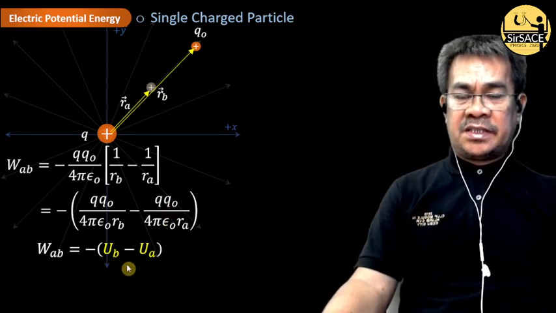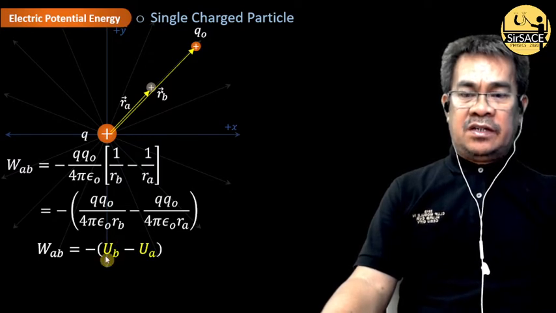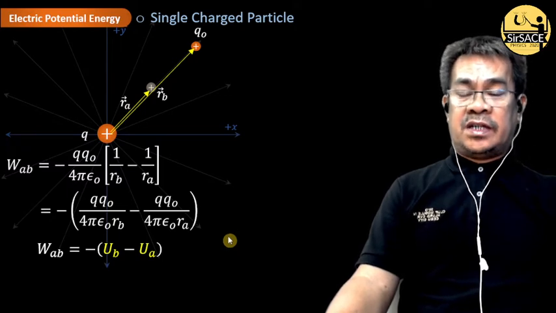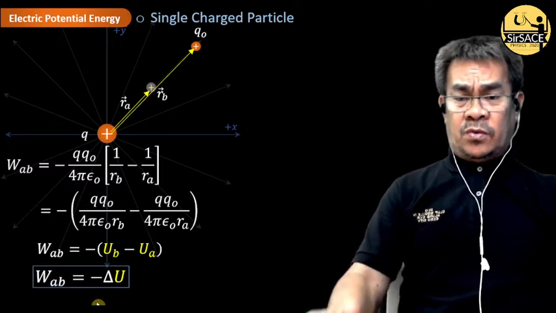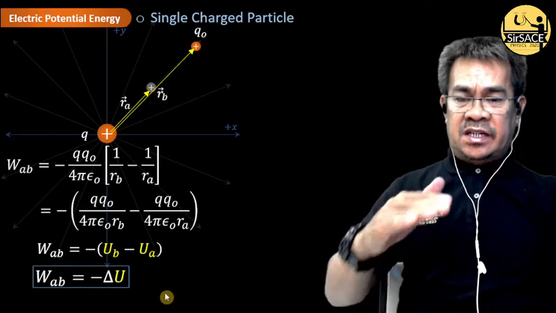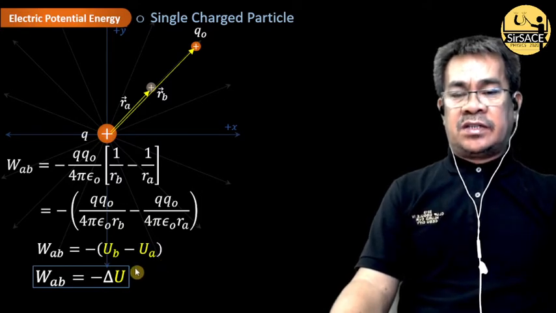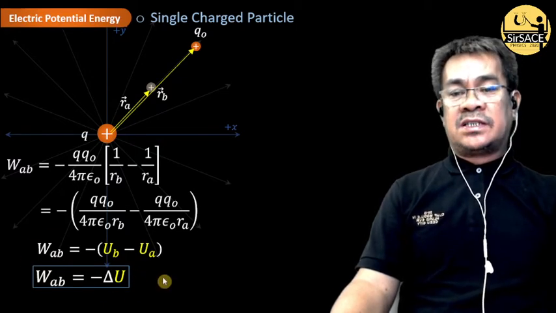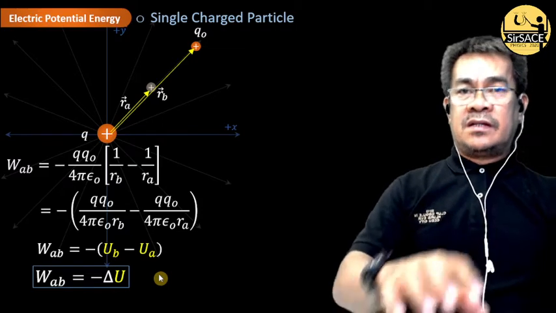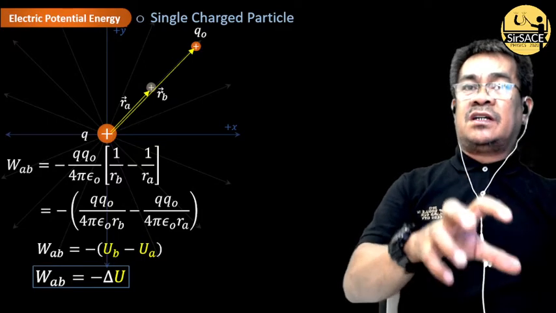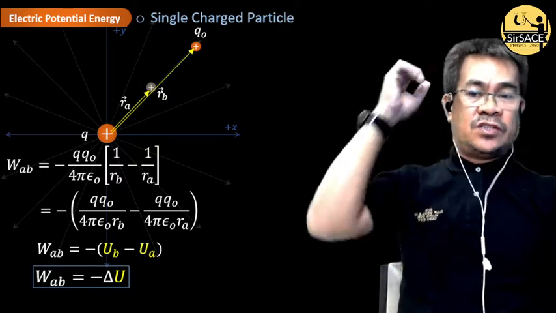Then, what is inside the parenthesis is just UB minus UA, or the change in electric potential energy, which means that the work done by the charge traveling from A to B is just the negative change in electric potential energy. This formula is very familiar from our mechanics, and it is true, no? The negative change of any potential is the work done by the moving charge.